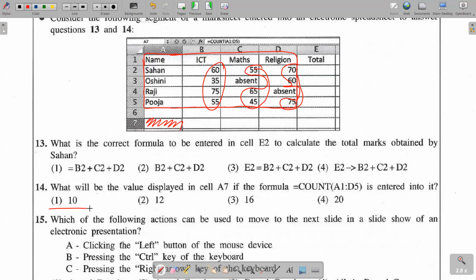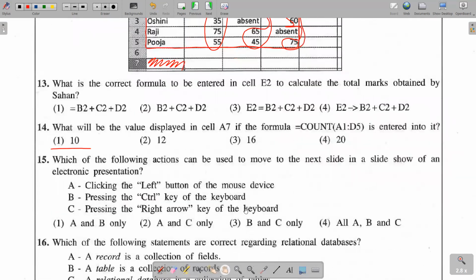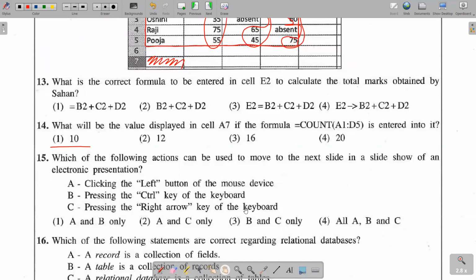Excuse me. Then the 15. Which of the following actions can be used to move to the next slide in a slideshow of an electronic presentation? Clicking the left button of the mouse device. Yes, that can be. Pressing the control key of the keyboard. No. Pressing the right arrow key of the keyboard. Yes. Right. So the answer is going to be A and C. 20th.